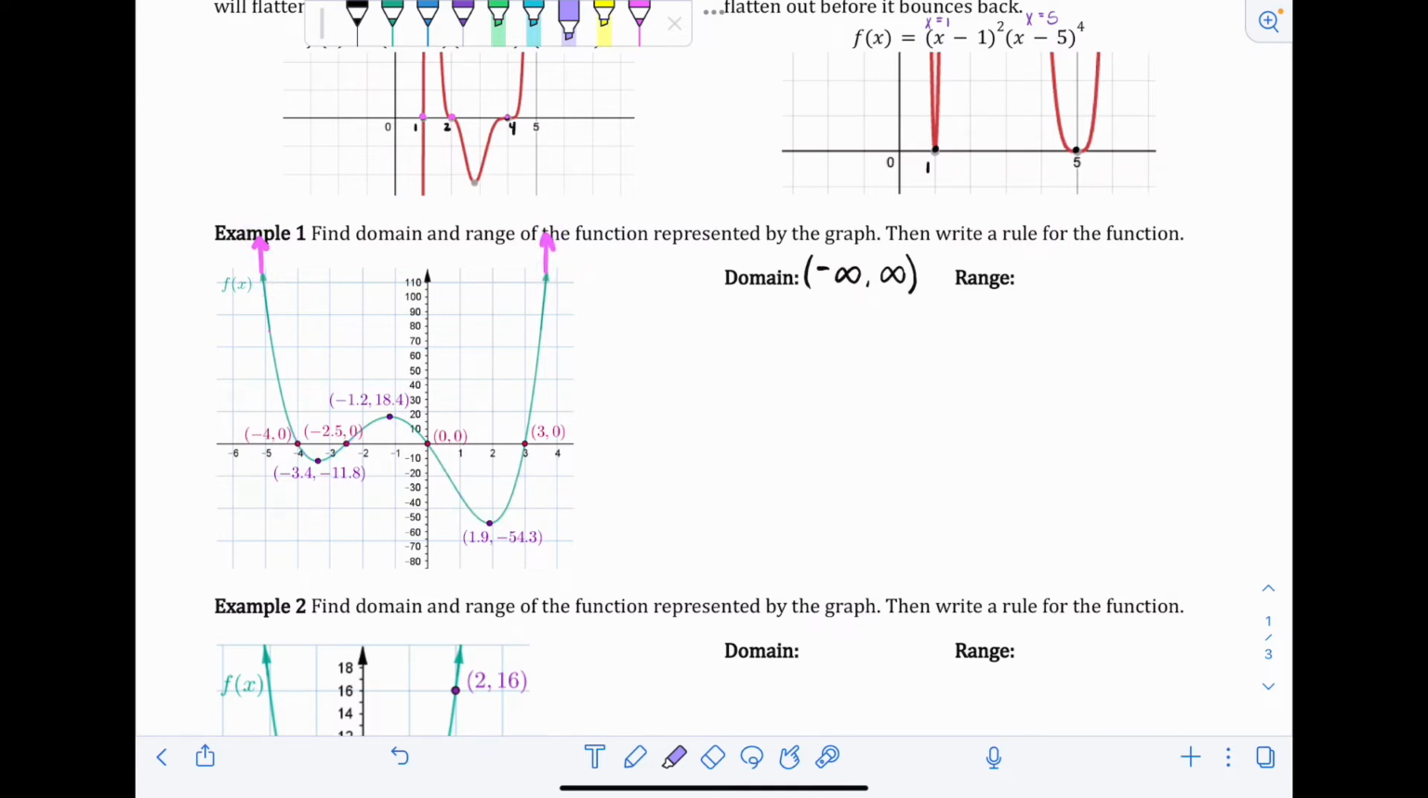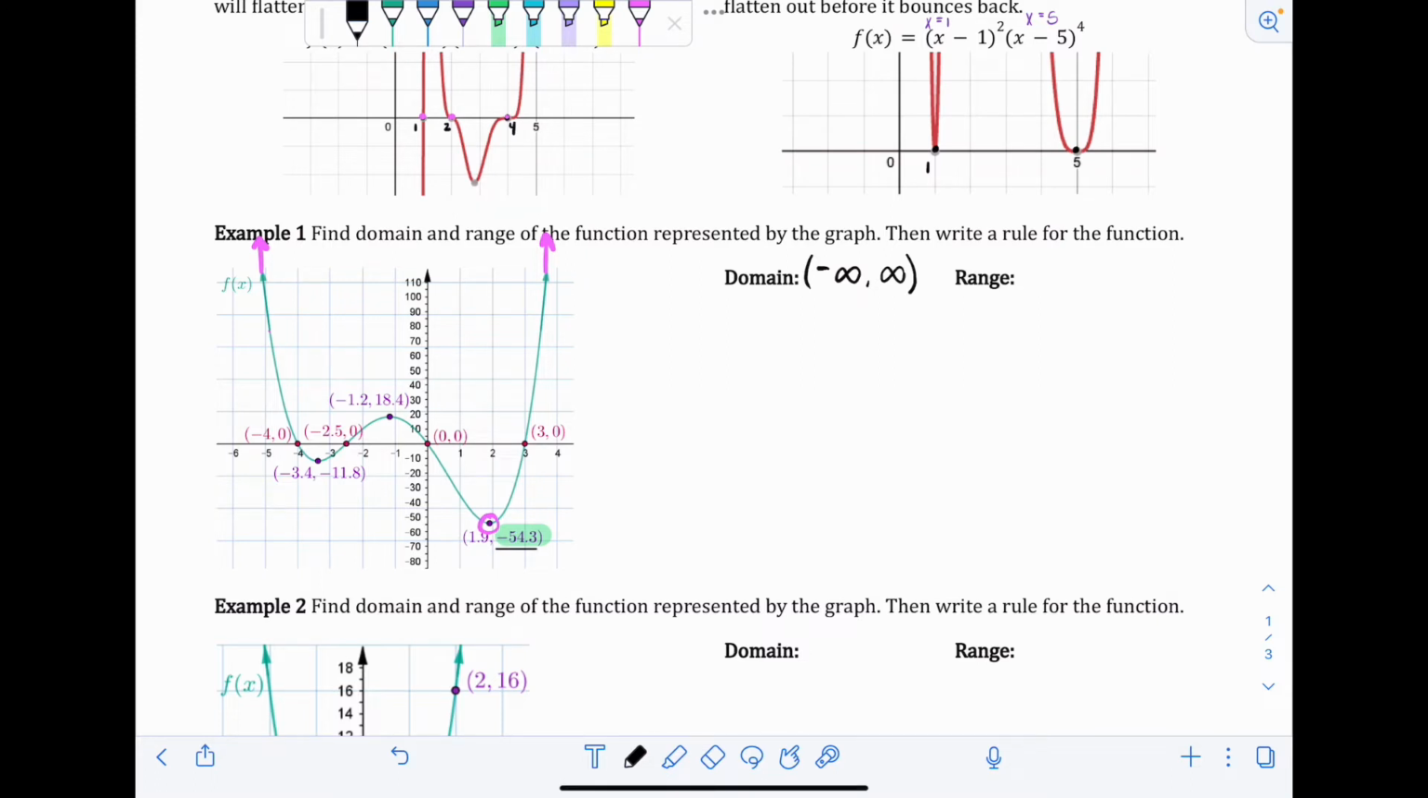So we want to find the lowest point on our graph. There's a low point right here, but this point right here is even lower. So that lowest point is our lower limit for the range. We look at the height of that point, because range is the possible y values, or possible output values. So we just care about the y value here, which is negative 54.3. That's the lowest point that we can have, and then we go up from there.